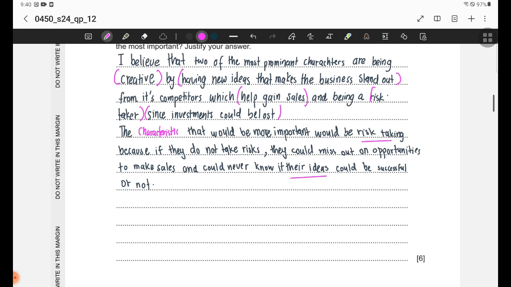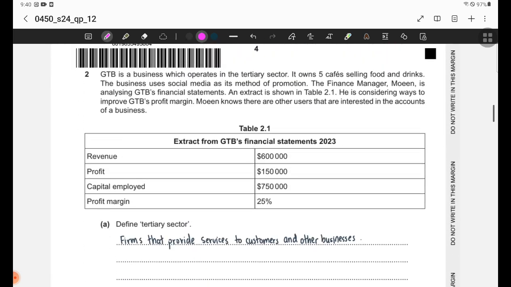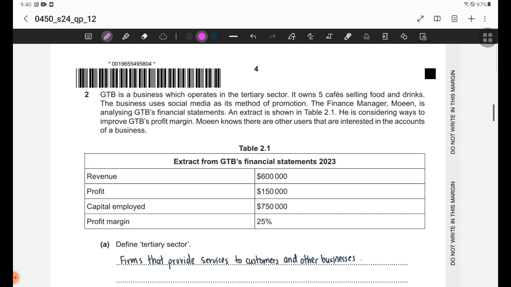All right, so this is it for this question. Next question would be question number 2. Okay, here, judging from the numbers, we will have calculations. Okay, let's read the case study first, and then we'll look into the question more.